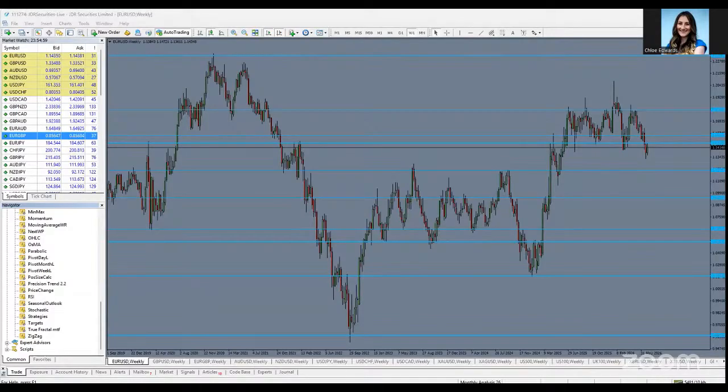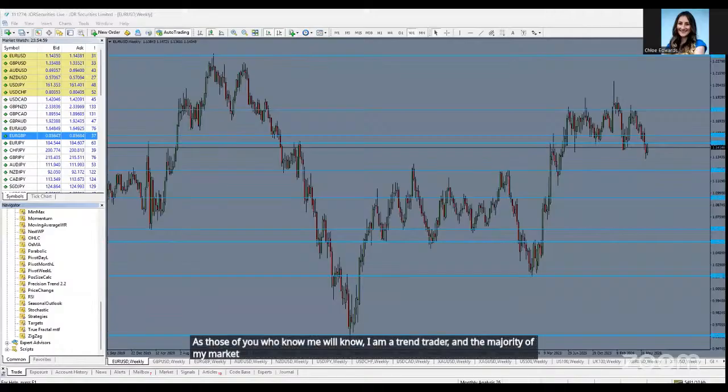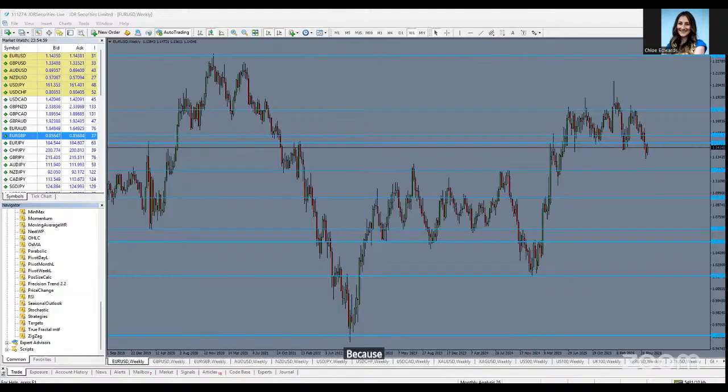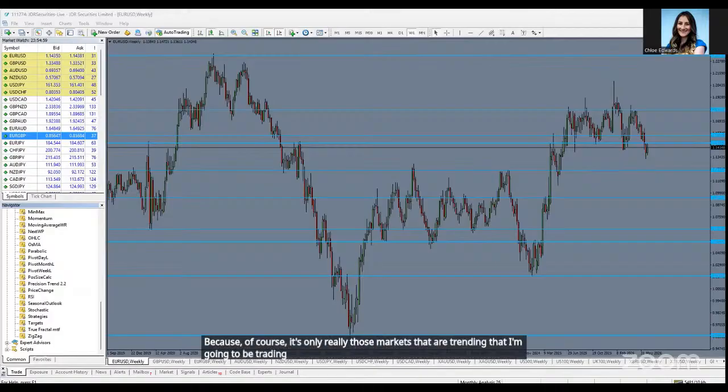Just to start off by saying that, as those of you who know me will know, I am a trend trader, and the majority of my market analysis is basically with a view to getting a direction for the week, especially in terms of finding trends, because it's only really those markets that are trending that I'm going to be trading moving forward for the week.